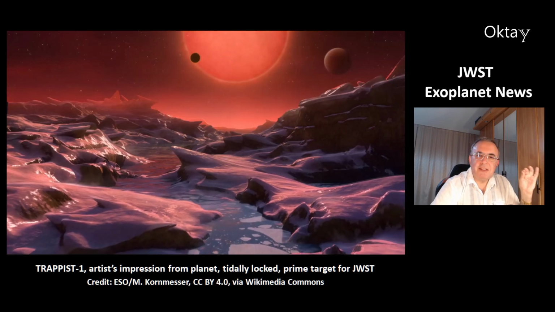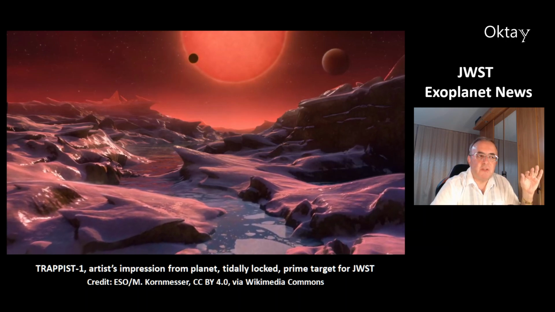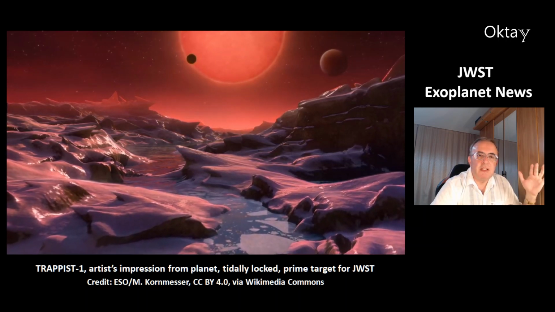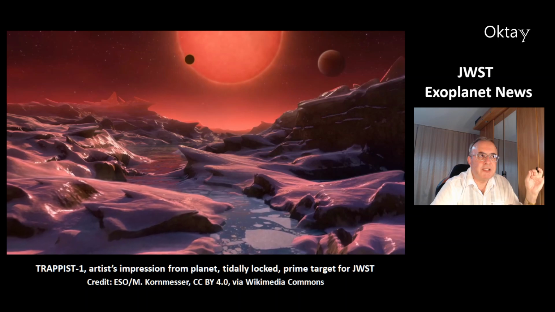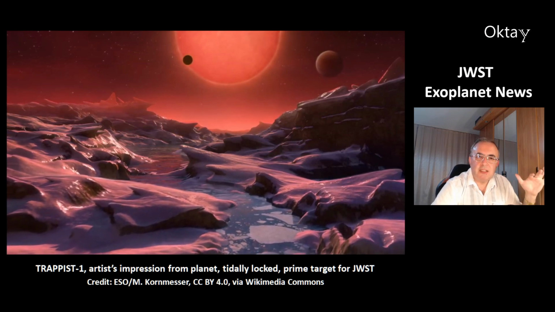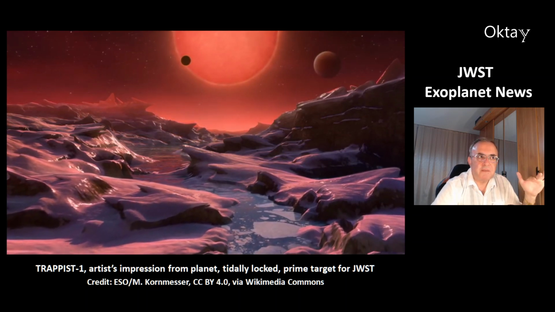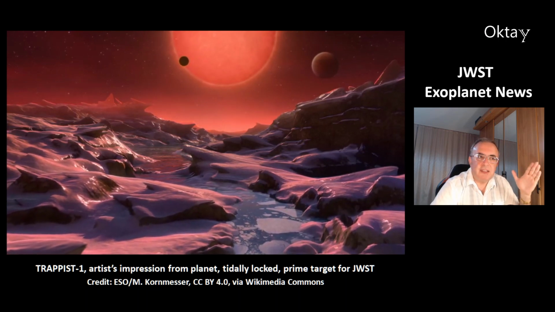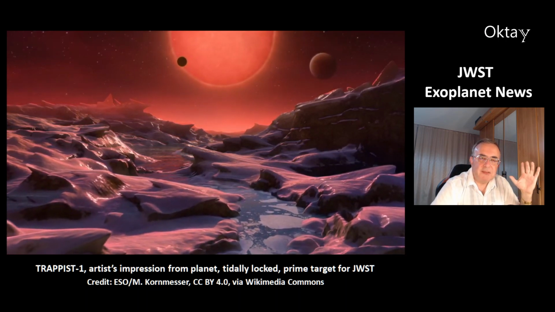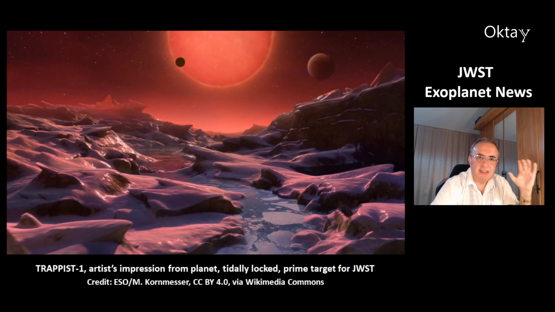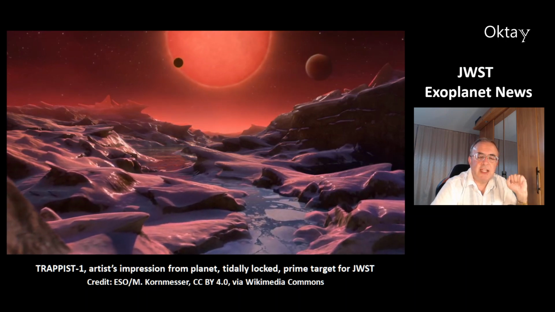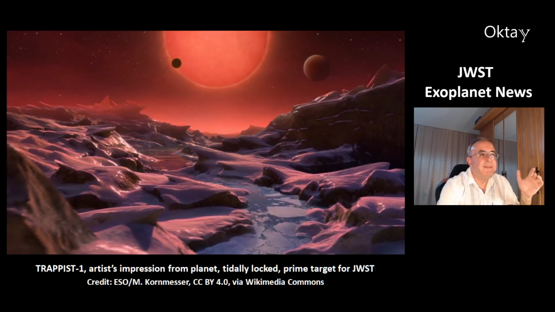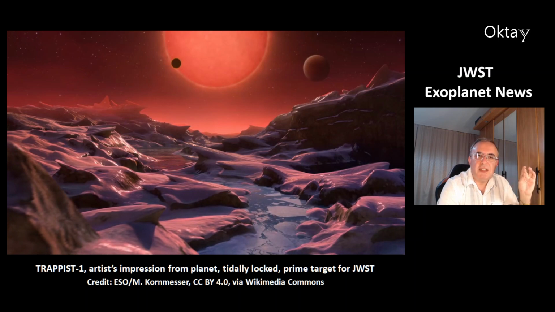This is a nice artist's impression from the surface of one of the planets, how TRAPPIST-1 would look like. It is very likely that all these planets are tidally locked. So the star would be at the same spot in the sky at all times. And this system TRAPPIST-1 is still a prime target for the James Webb Space Telescope.